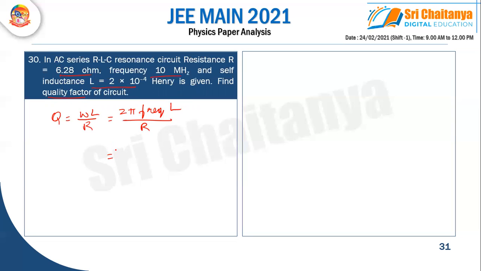When I substitute the quantities that are given here, 2 pi, and frequency is given as 10 megahertz, which is 10 power 6, and L is given as 2 into 10 to the power of minus 4, and the resistance is given as 6.28, and pi is equal to 3.14. When you calculate, you are going to get this quality factor as 2000.